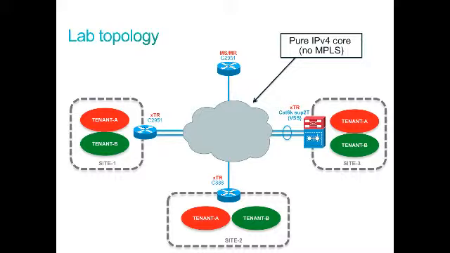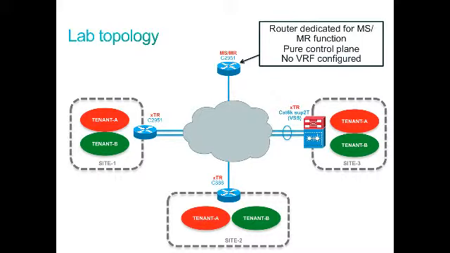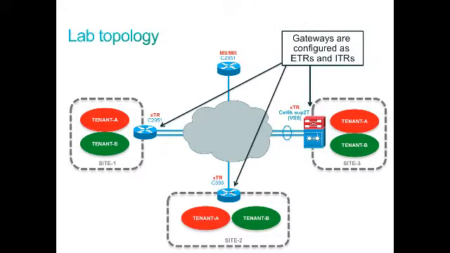The router at the top will be the LISP map server and map resolver. It will be dedicated for this function. There is no VRF configured on this router. It's a pure control plane router for sake of simplicity in this example. And the gateways are all XTRs in the LISP vocabulary, so they are all ingress and egress tunnel routers.